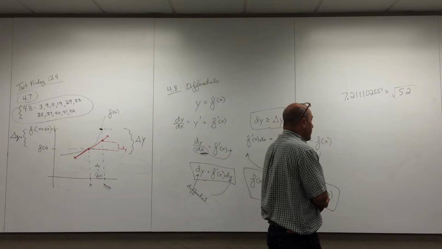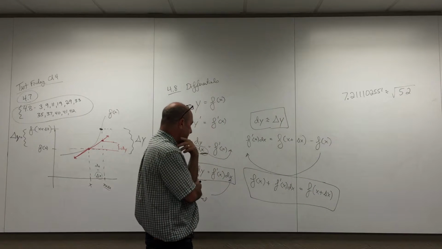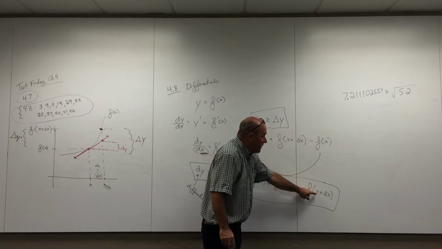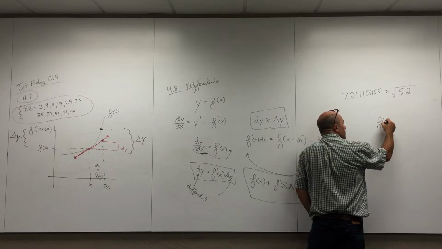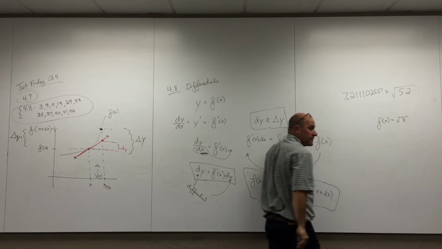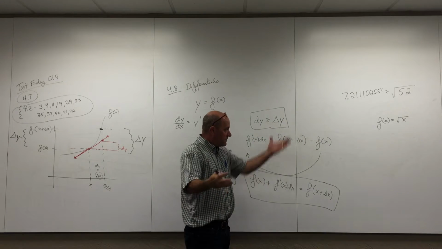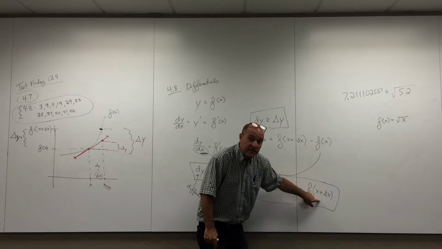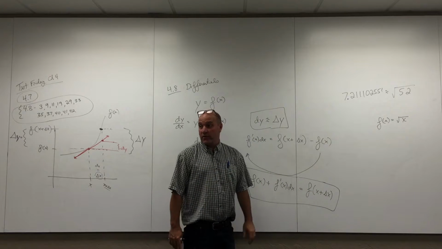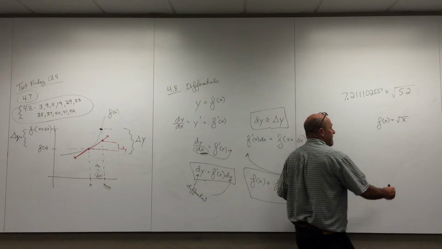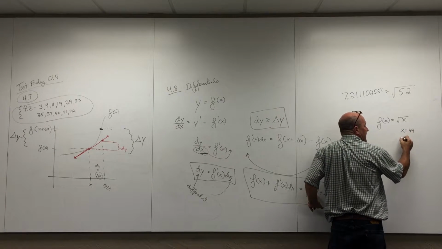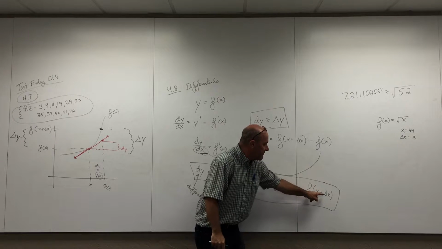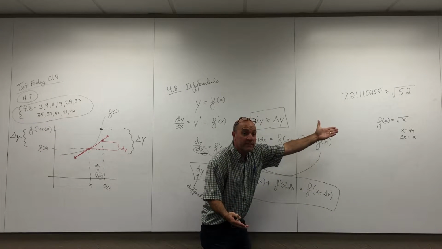I want to try to do the square root of 52 without a calculator. How am I going to do this? First of all, we need a function. I think my function should be the square root of x. Now I need an x and a delta x. To get to 52, I want to pick a nice square root. So I think I want x to be 49 and delta x to be 3. Then wouldn't this be 49 plus 3? Wouldn't this be the square root of 52?